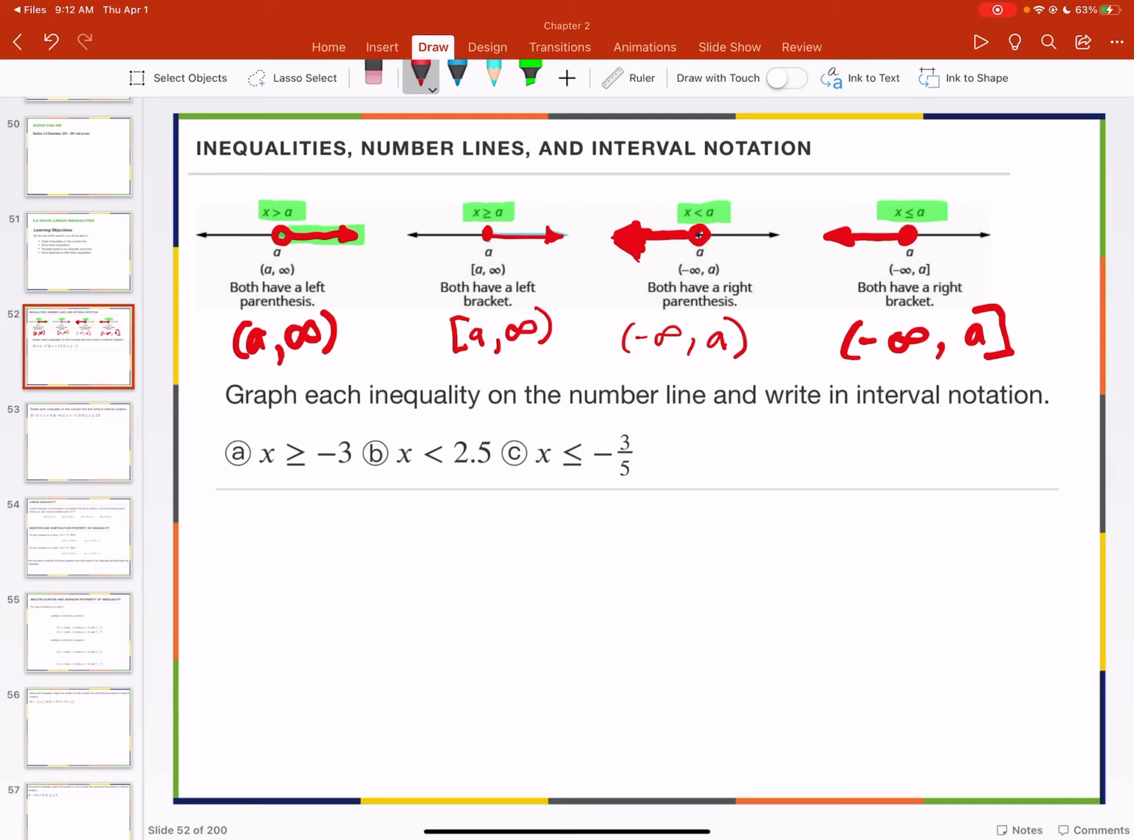So let's do a few examples here. We have graph each inequality on the number line, and let's write the interval notation. So here you would have a number line at -3. It says equal to, so it's greater than or equal to. So you include -3, and then you graph to the right. The graph goes to the right. And then interval notation would be [-3, comma, to infinity.